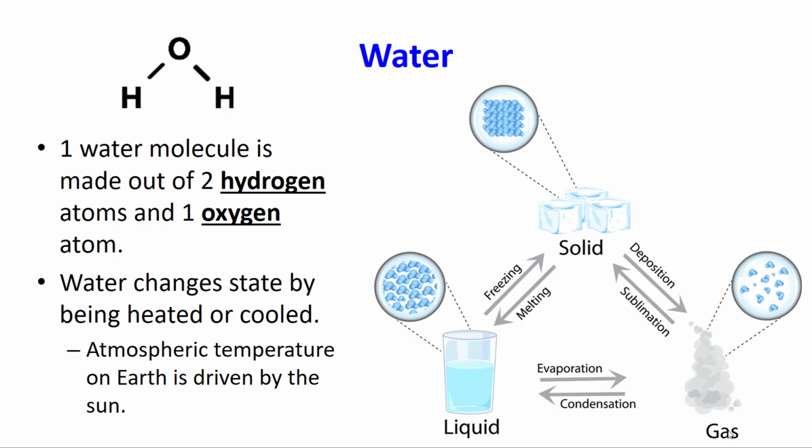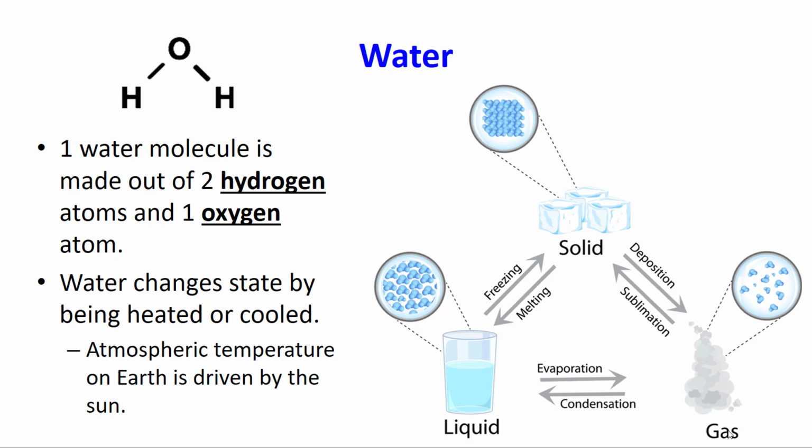For example, we could take a solid and add some heat to it. It will melt into a liquid. We could add more heat to that liquid, and it can evaporate into a gas. We can cool that gas and it will condense into a liquid, and we could cool that liquid and it will freeze into a solid. So you notice temperature is controlling the phase, or the state, of water.